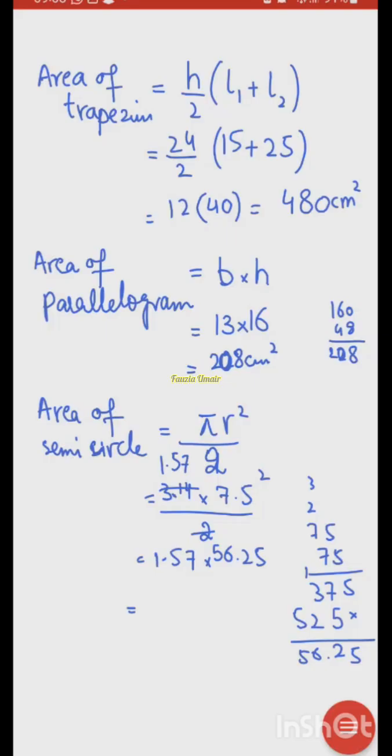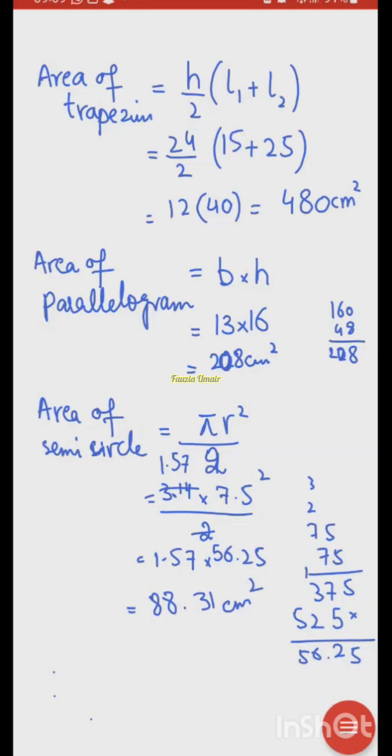Can anyone tell me the answer? What is the answer of this multiplication? 1.57 multiplied with 56.25. So the answer is 88.31. I've just calculated it. 88.31 centimeter square. This is the area of semicircle.